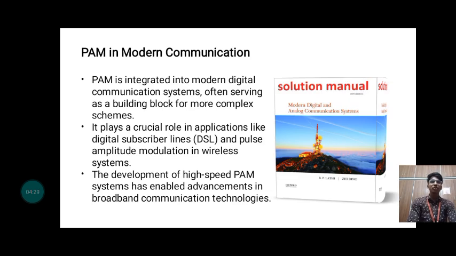PAM in modern communication. PAM is integrated into modern digital communication systems, often serving as a building block for more complex schemes. It plays a crucial role in applications like digital subscriber lines, DSL, and pulse amplitude modulation in wireless systems. The development of high-speed PAM systems has enabled advancements in broadband communication technologies.